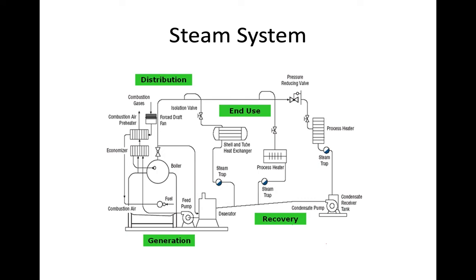mostly with chemical treatment, and this water enters the boiler, and the cycle is complete, and this process goes on. So we can conclude that the steam system consists of these four parts: steam generation, steam distribution, the end user of the steam, and condensate recovery.